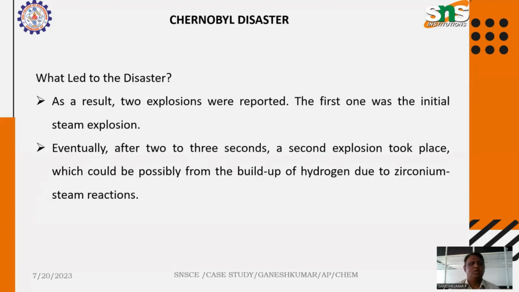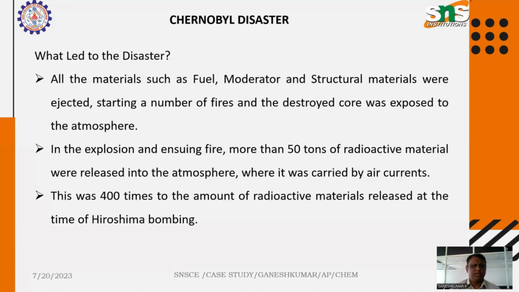As a result, when the cooling failed, and as expected the power failed, 2 explosions were reported. The first one was the initial steam explosion. After 2 to 3 seconds, a second explosion took place, possibly from the buildup of hydrogen due to zirconium-steam reactions. All the materials such as fuel, moderator, and structural materials were ejected out, starting a number of fires, and the destroyed core was exposed to the atmosphere.